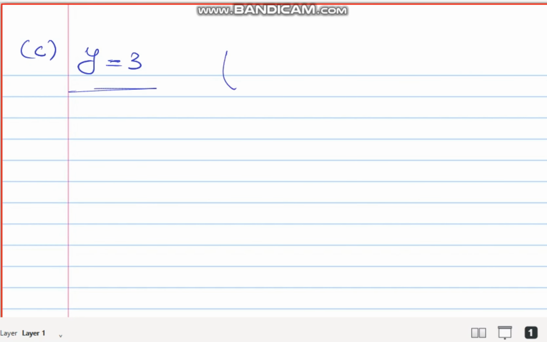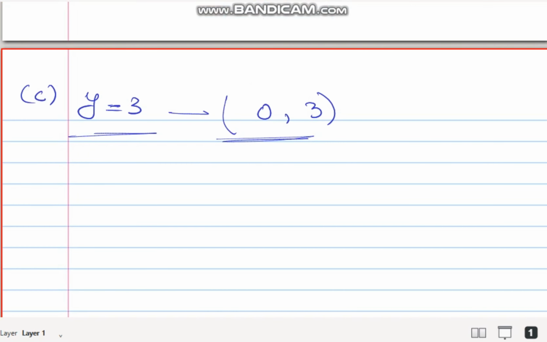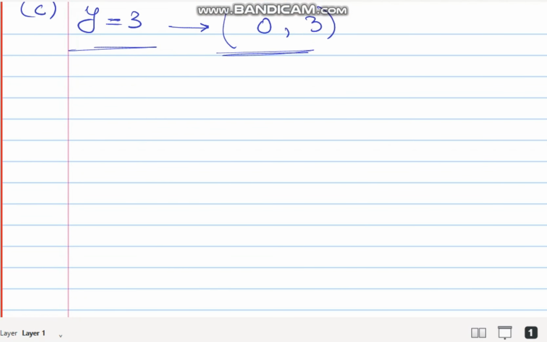Y is equal to 3, basically a single point. Dear students, please listen to me carefully. The meaning of y is equal to 3 is that x is 0 and y is 3. It means that this is the point given to us. And now how to graph this line? This is also a function, and I want to show you how to graph this. It's again very easy and interesting.